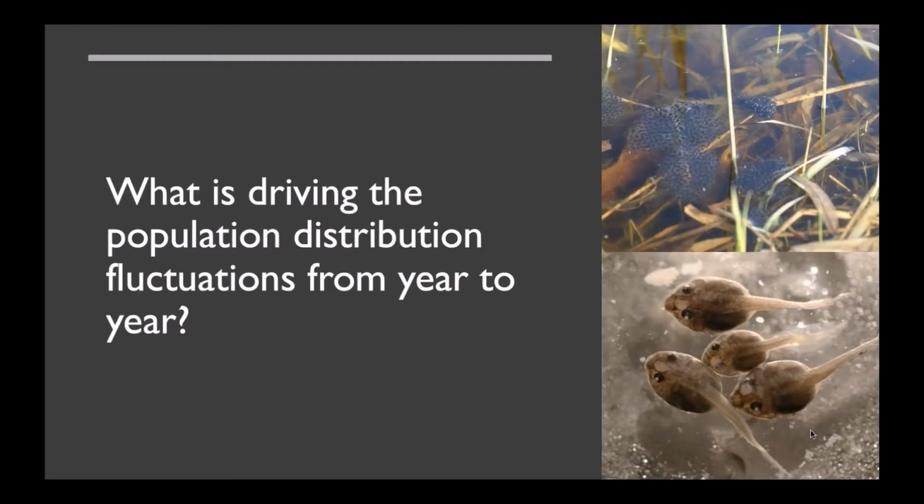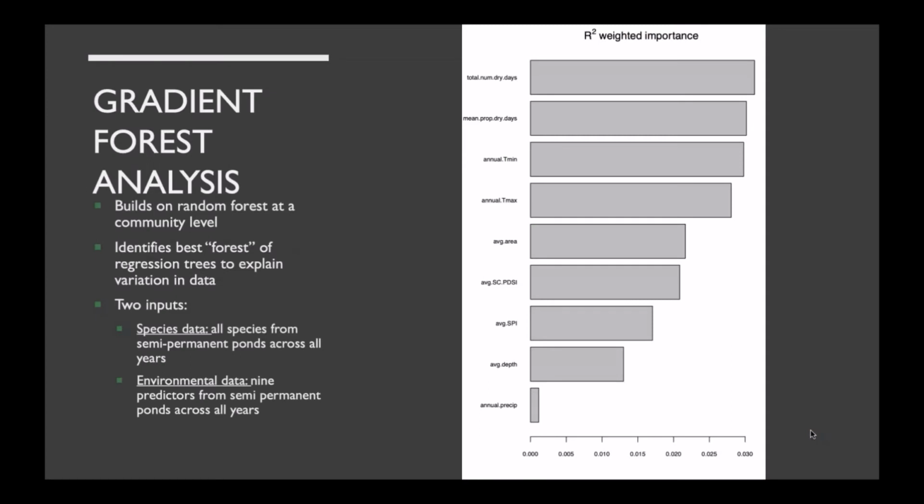Given all these data, we were able to identify some trends, and I think some climatic factors were playing into how the population distribution is fluctuating from year to year, but we were not able to totally pin down what was driving them. In order to answer this question, we turned to a tool called gradient forest. Gradient forest analysis is very similar to random forest, which some of you may be more familiar with, but it builds on that and evaluates changes at a community level. It identifies the best forest of regression trees to explain variation in our data.